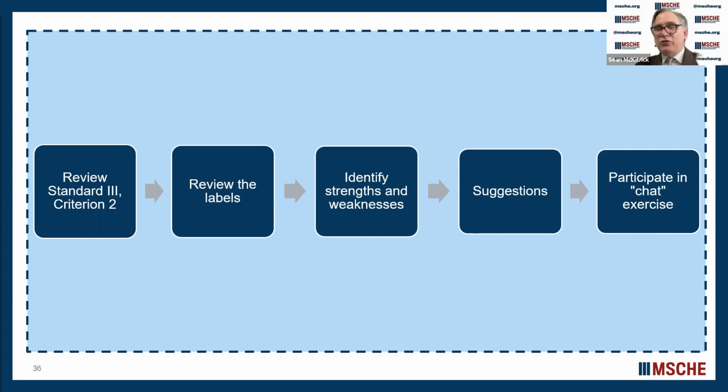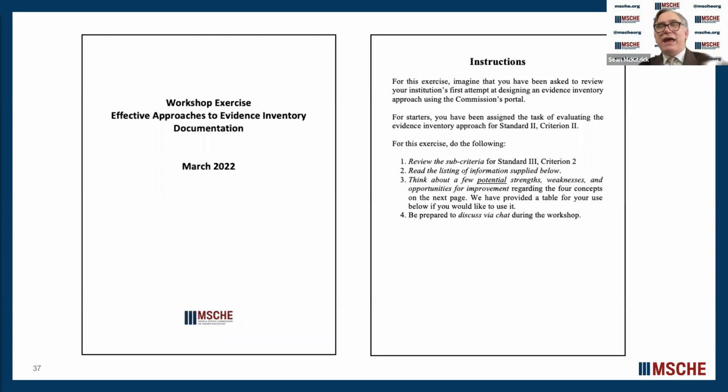Then use the table to provide your first impressions, the table that asks you to identify strengths and weaknesses as it relates to accessible, accurate, comprehensive, and efficient exhibits. Think of some suggestions that you might make based on some of the concepts we discussed in this webinar, and then be prepared to share some of your thoughts with us. So on the next slide, this is what the packet looks like. Hopefully you've had a chance to look at it. The next slide, please.